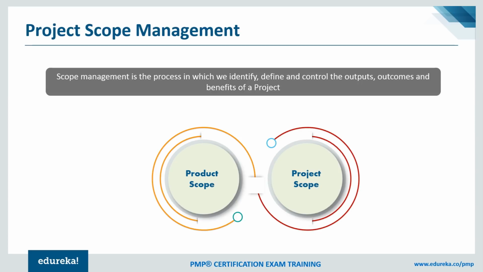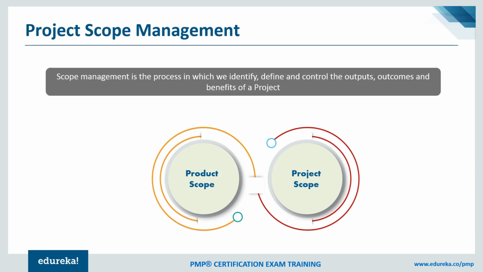Now, when we talk about scope, obviously we have to look into the product scope and the project scope. There is a product life cycle and there is a project life cycle. Just to give you an idea, the product life cycle is definitely much, much bigger, much, much lengthier than the project life cycle. But obviously, when we produce any product, we basically undertake some project, and the outcome of that project is your product.